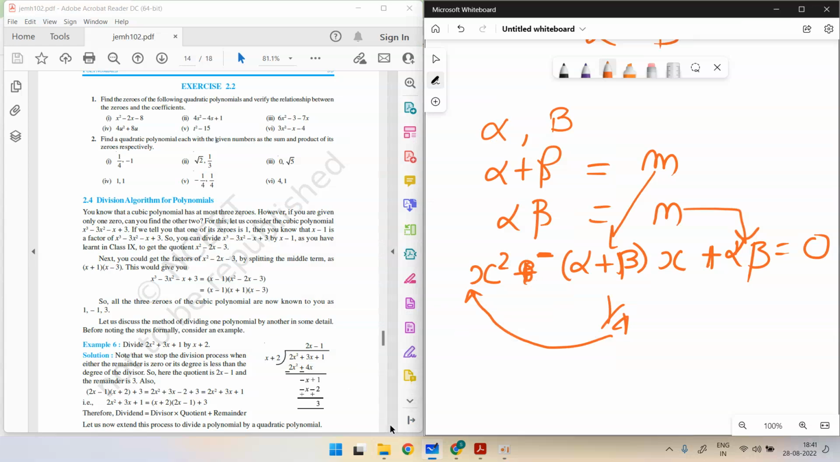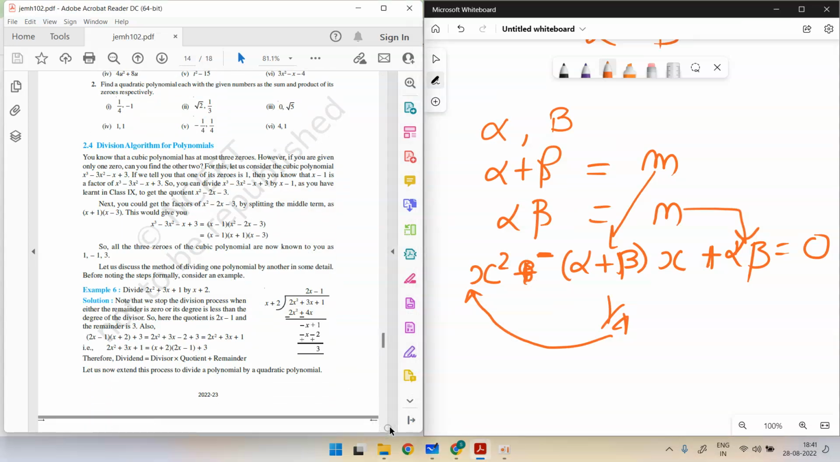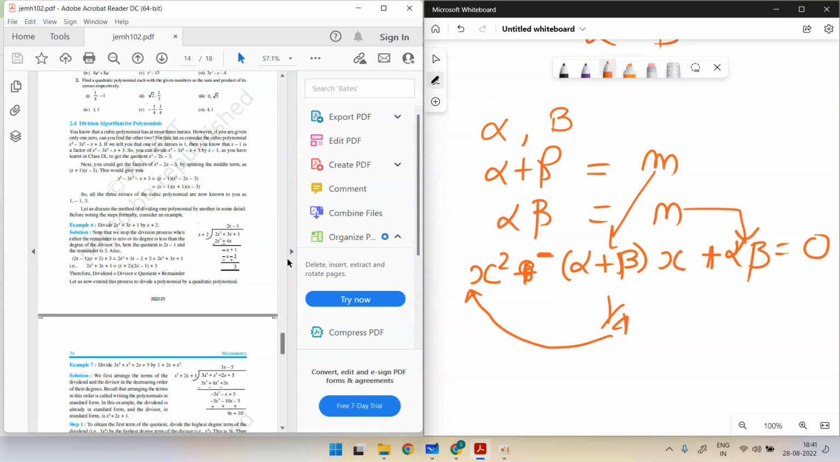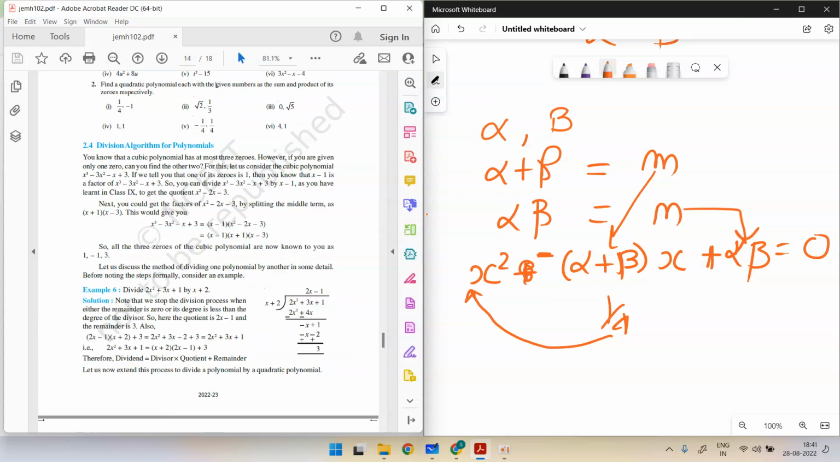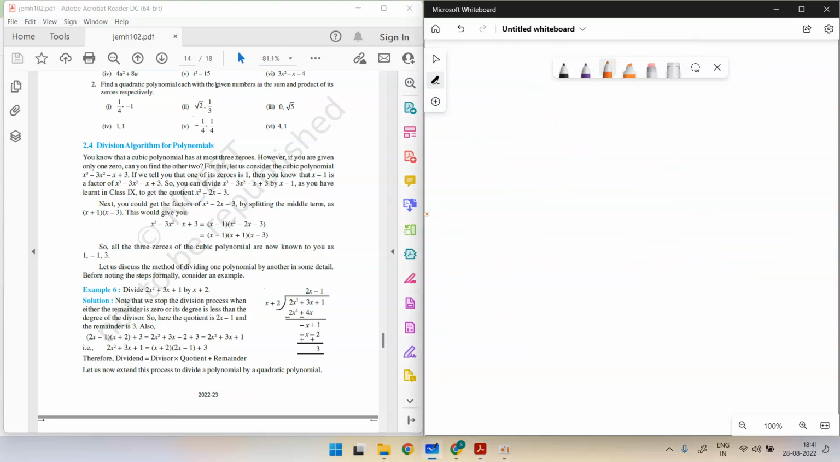So let us discuss next. Division by... divide this polynomial by x plus 2. We have done division. Divide this polynomial by x plus 2. So x plus 2 is the divisor, you need to divide this square plus 3x plus 1.